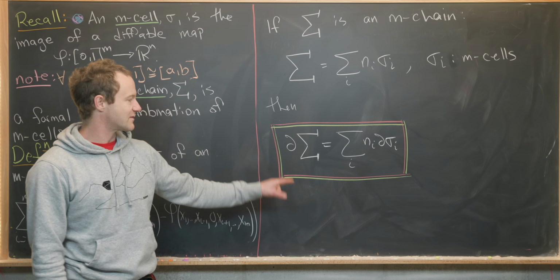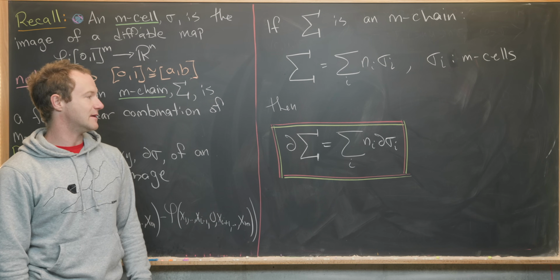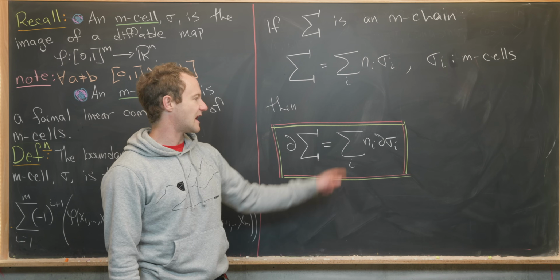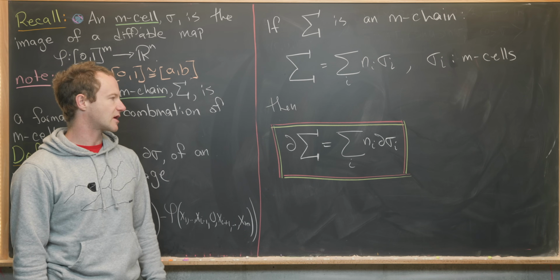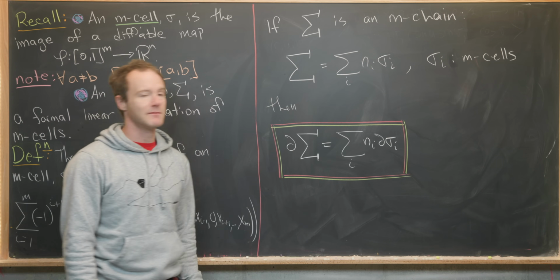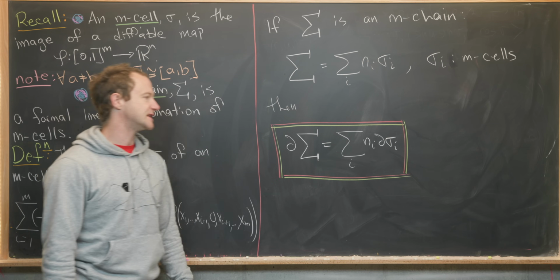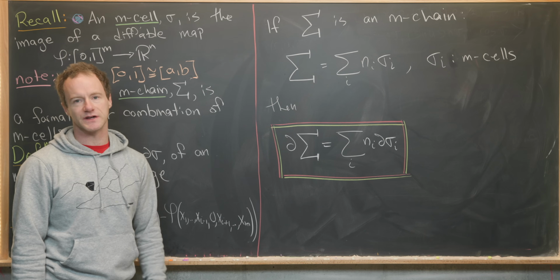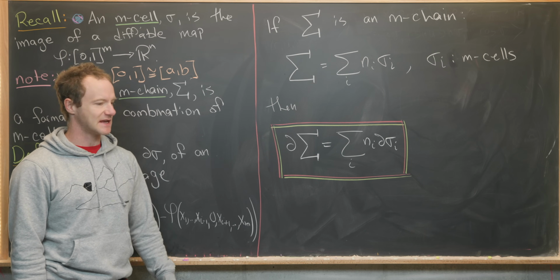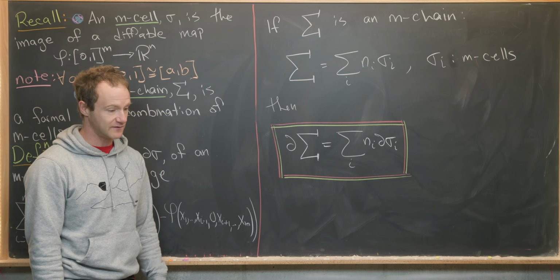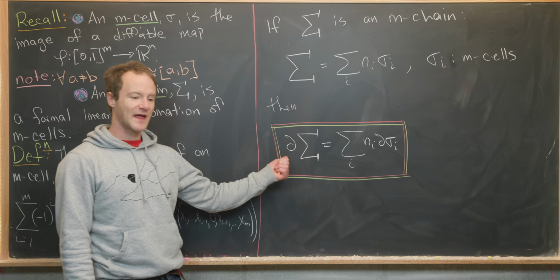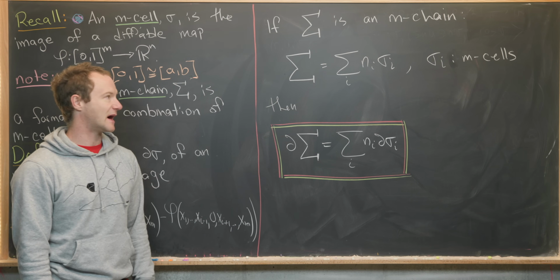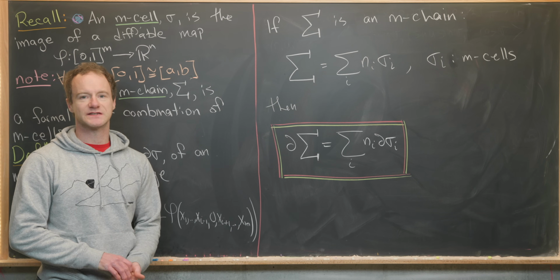So del sigma, or the boundary of this M chain, is just going to be defined as the formal linear combination with the same numbers of the boundary of all of the corresponding M cells. So that's really all there is to it. Since we've done some examples calculating boundaries of M cells, that just goes linearly into boundaries of M chains. And that's a good place to stop.